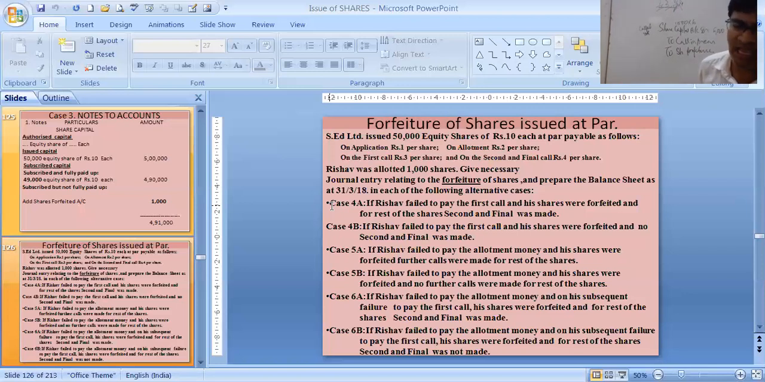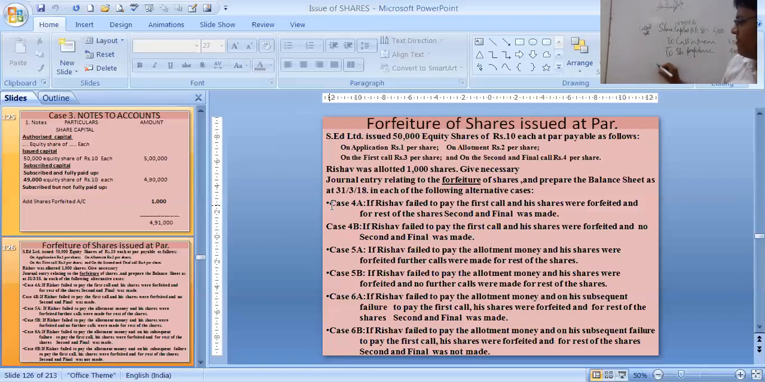Case 4B. If Rishabh failed to pay the first call and his shares were forfeited and no second and final call was made. Now try to understand. No second and final call is made for all the shareholders. In case 4A, other shares were called, so what will be the entry for other shares? That also I will show. But in case 4B, no other shares will be called. There, our entry is the last entry in case 4B. For case 4A, there will be 2 more entries.